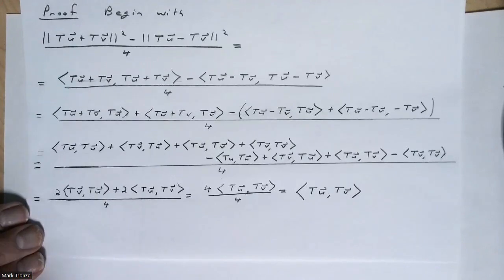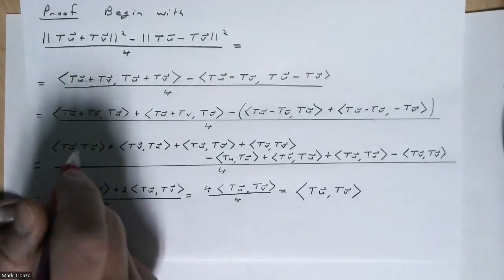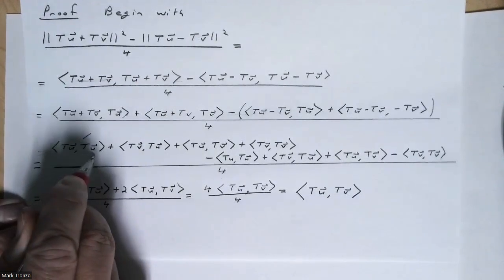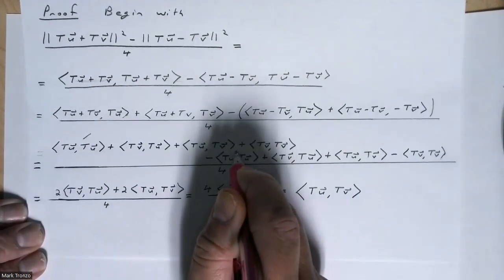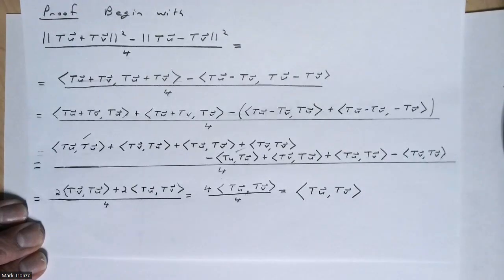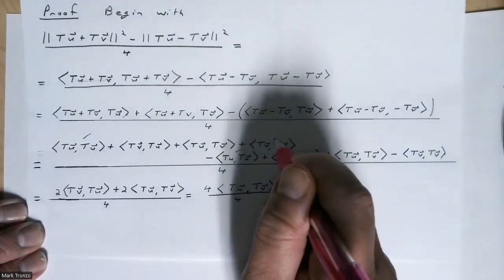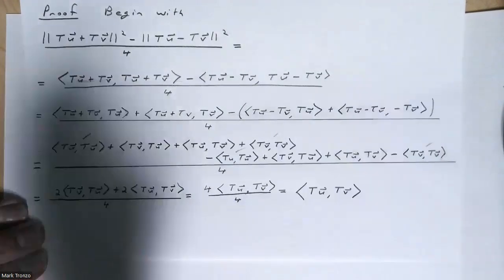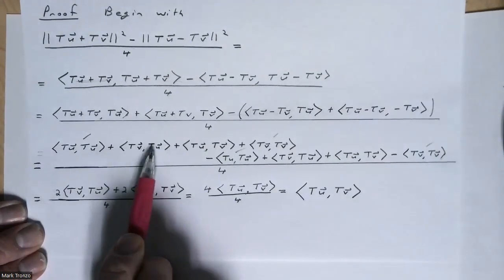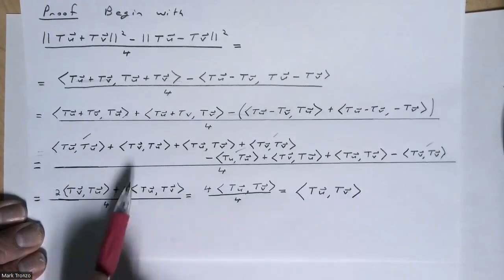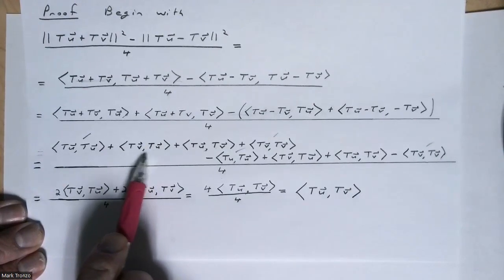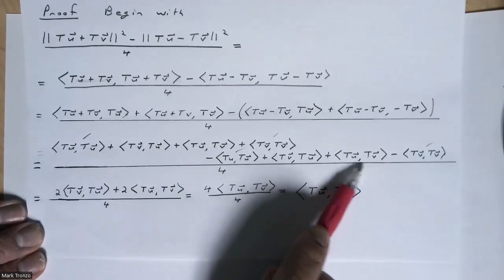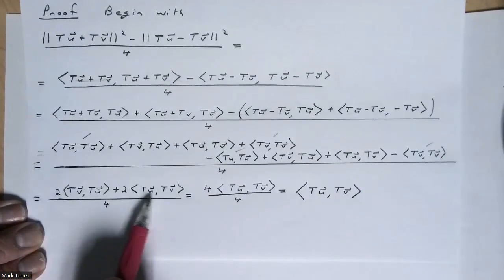Now, when you look at this, you'll notice that we have a negative, we have a positive <TU, TU>, and we have a negative <TU, TU>. So those are going to cancel. Then over here, we have a positive <TV, TV>, positive <TV, TV>. So we're left with these four terms here. We have two <TV, TU> and two <TU, TV>. Put those together.